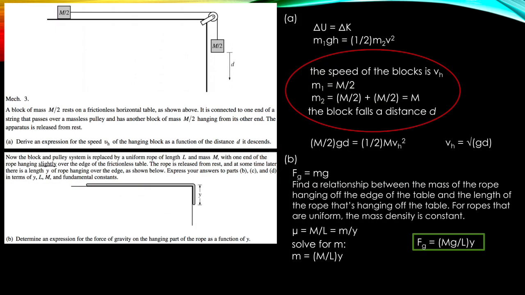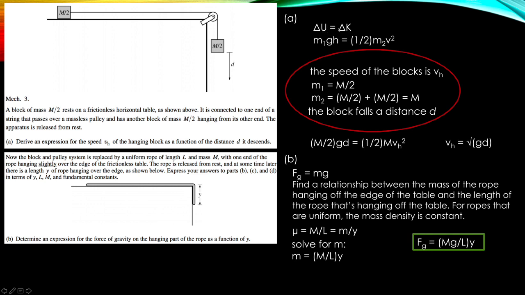So part A says, derive an expression for the speed v_h of the hanging block as a function of the distance d it descends. So we're talking about this block here. It's going to fall a distance d, and we want to find an expression for the velocity of it as it falls this distance. So energy is conserved here. There are no external forces acting on this system. And because of this, we can say that the change in potential energy is equal to the change in kinetic energy.